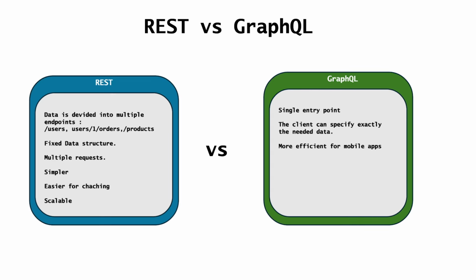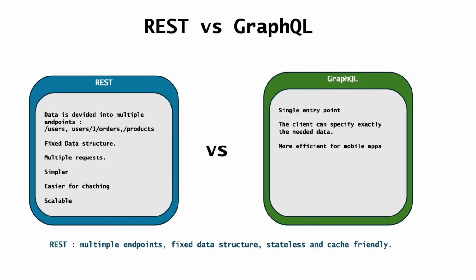This makes GraphQL more efficient when working with complex front-ends or mobile apps that care about bandwidth and speed. However, REST is simpler, easier to cache, and works perfectly for most traditional backend systems. In short, REST: multiple endpoints, fixed data structure, stateless and cache-friendly. GraphQL: single endpoint, flexible data queries, efficient but more complex. Both have their place, and as a system designer, understanding when to use which is a key step toward thinking like an architect.